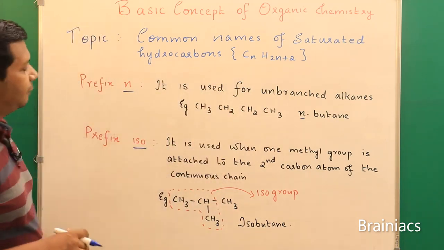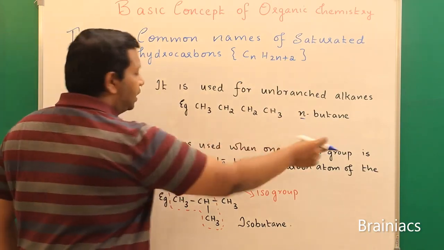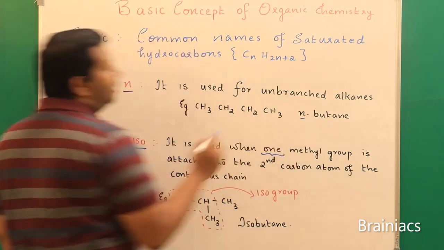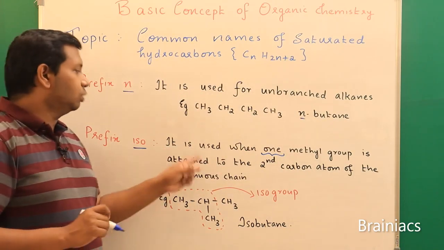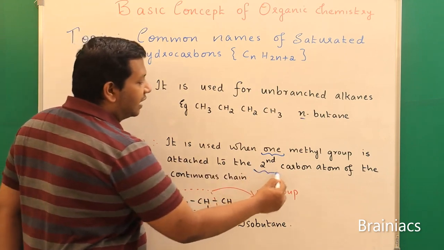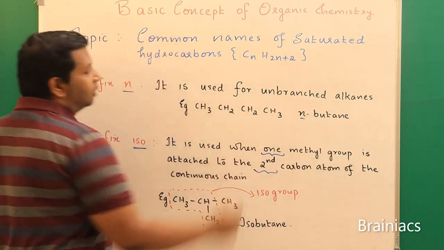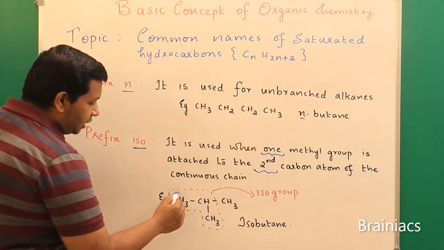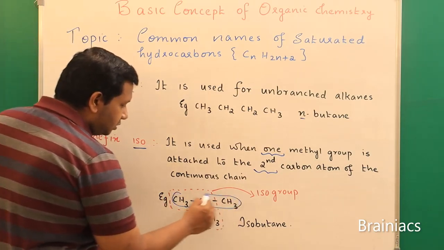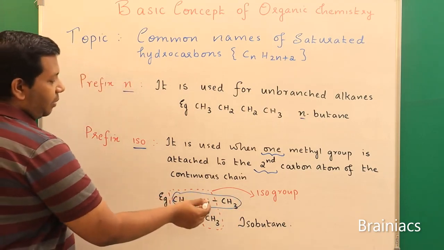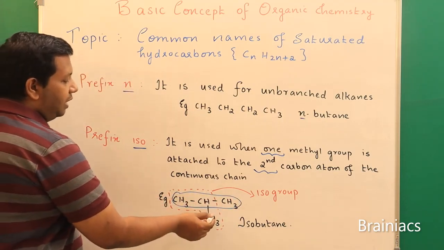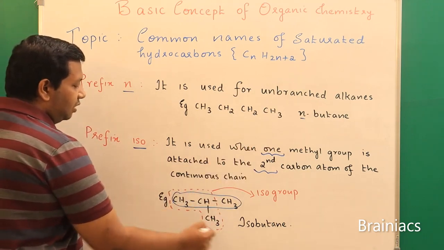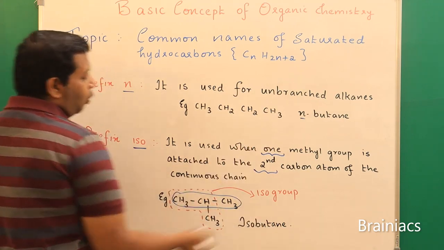So please read the definition. It is used when only one methyl group is attached to which carbon atom? The second carbon atom of the continuous chain. Let's see which is the continuous chain. I can say my continuous chain can be this one, correct? So in that case, the second carbon atom is this. Into that only one methyl group is attached. So in that case, I say this one is called my iso group.